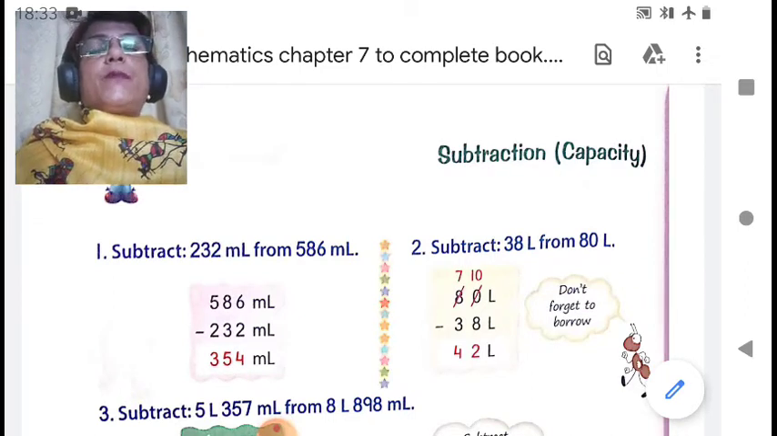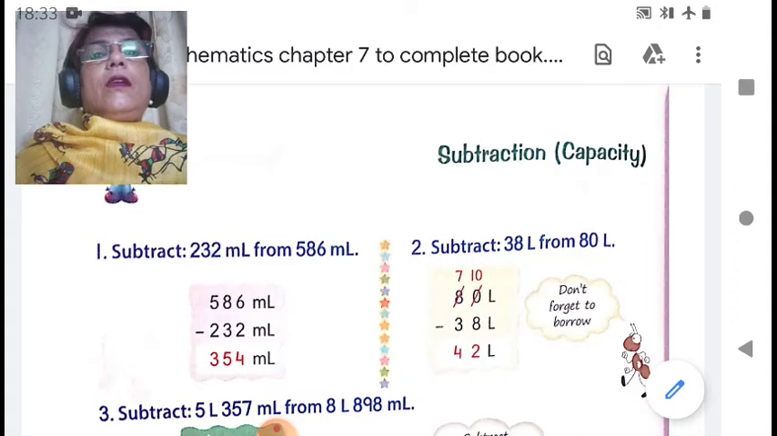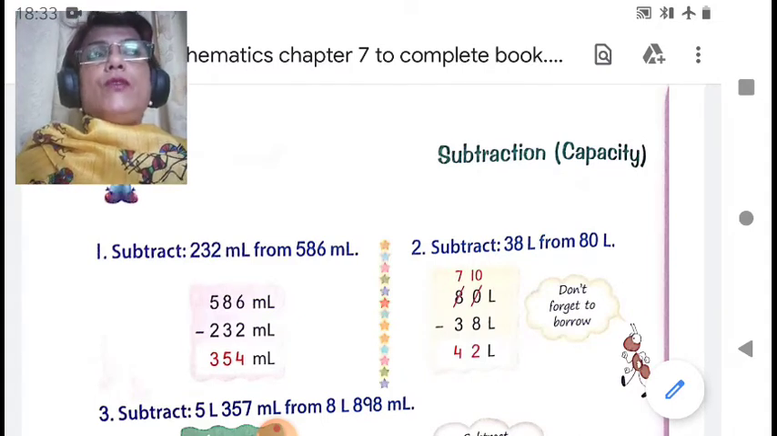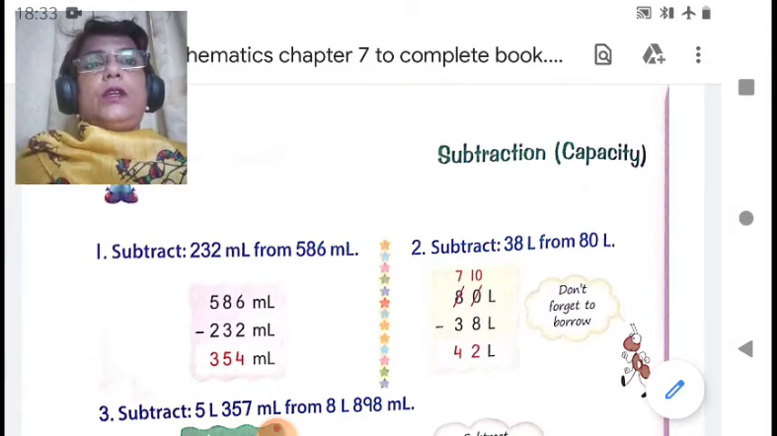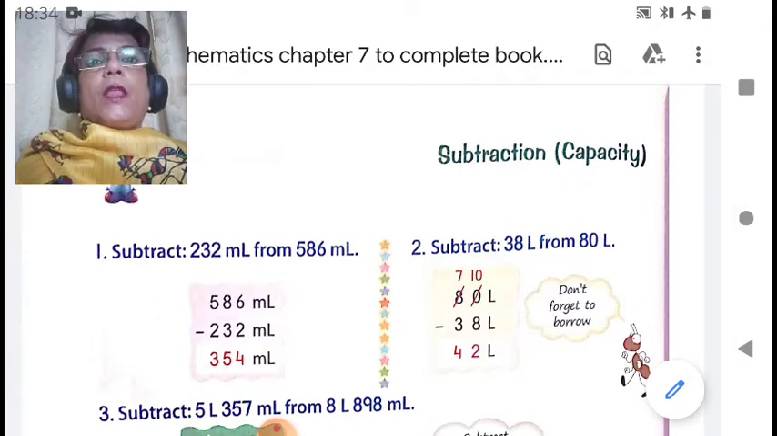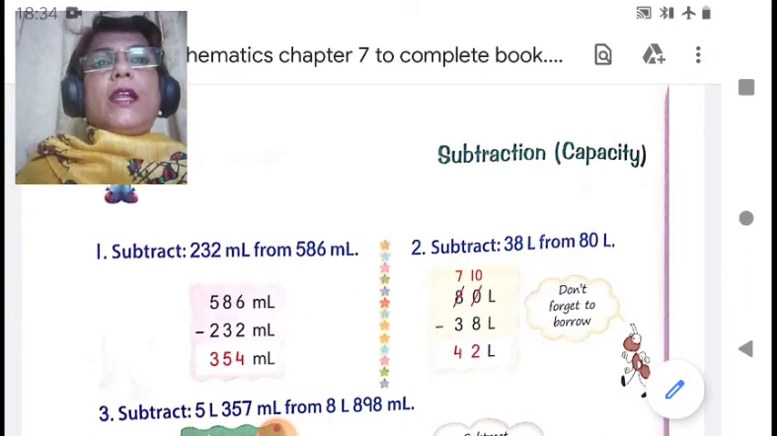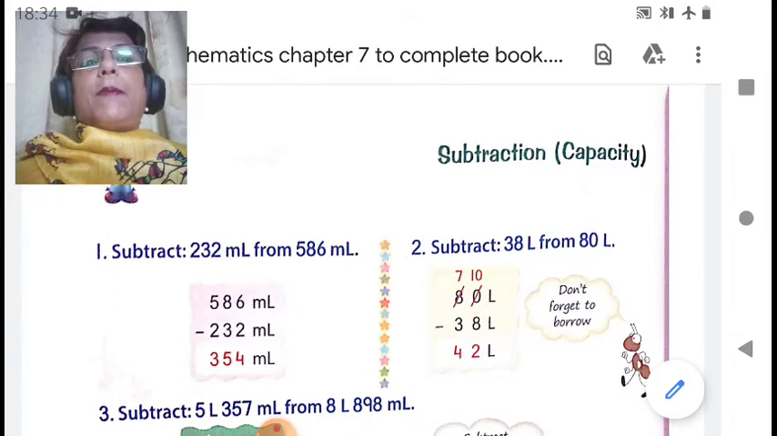We are doing the chapter Measurement of Capacity. The capacity, as I've already explained, is the maximum amount any container can hold, whether it is solid or liquid. Capacity जो होती है वो किसी कंटेनर, कोई भी कंटेनर मैक्सिमम कितना अमाउंट होल्ड कर सकता है, उसको कैपेसिटी कहते हैं.